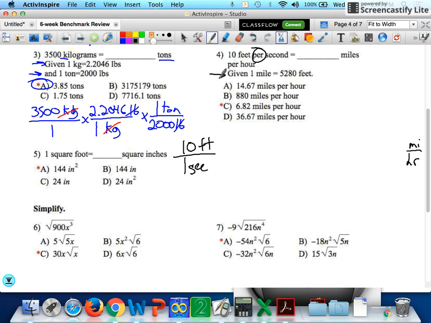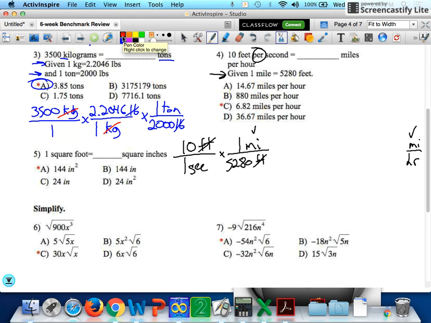Well, one of those is given to me immediately. 1 mile is 5,280 feet. So I use that fact. 5,280 feet is 1 mile. And I notice that now I have miles in the top, and that's what I want. So I'm done with my distance.